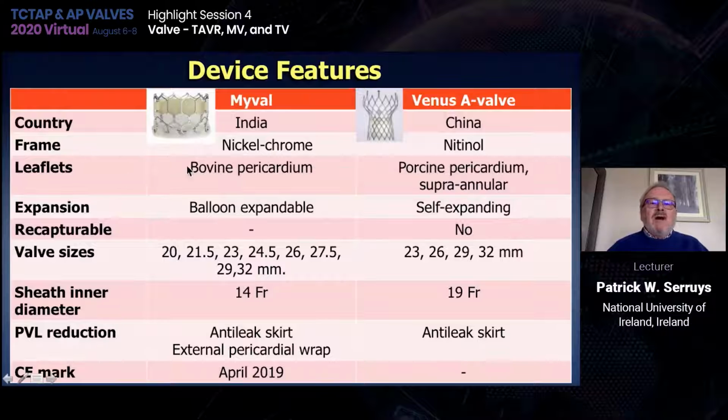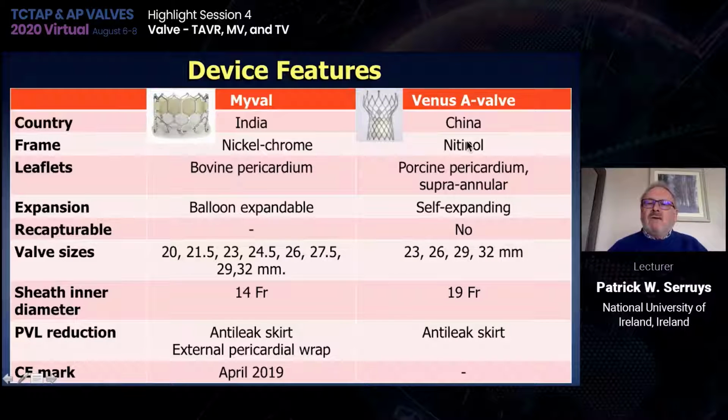Here you see the MyValve, which is coming from India: nickel chrome, bovine pericardium, balloon expandable. They just have now the 32 millimeter valve. It's still compatible with a sheath inner diameter of 14 French. It has an anti-leak skirt and an external pericardial wrap, and it has been CE marked since April 2019.